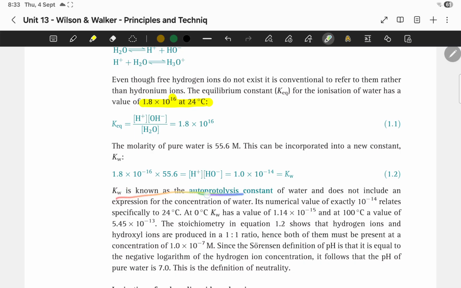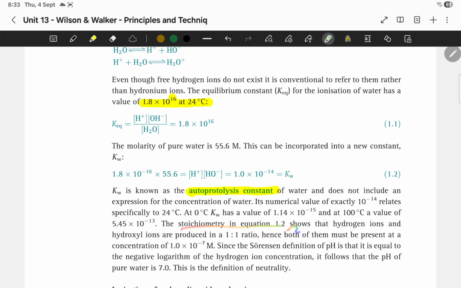Kw is known as the autoprotolysis constant of water, and it does not include the concentration of water. So 1 into 10 raised to power minus 14 is equal to Kw. Its numerical value is exactly 10 raised to power minus 14 specifically at 24 degrees Celsius. At 0 degrees Celsius, Kw has a value of 1.14 into 10 raised to power minus 15, and at 100 degrees Celsius a value of 5.45 into 10 raised to power minus 13.